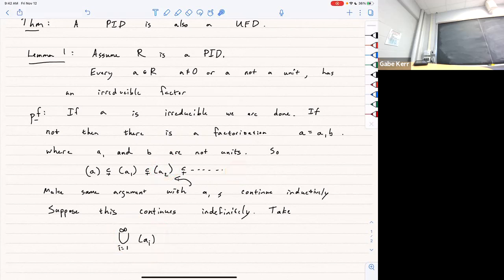Similarly, if I have any element in here, it's going to be in one of these ideals. If I take that element and multiply it by another element of R, it's still in there because this is an ideal. So that means that this is closed under multiplying by elements of R. Those are the two properties that define an ideal. So this whole thing is an ideal.